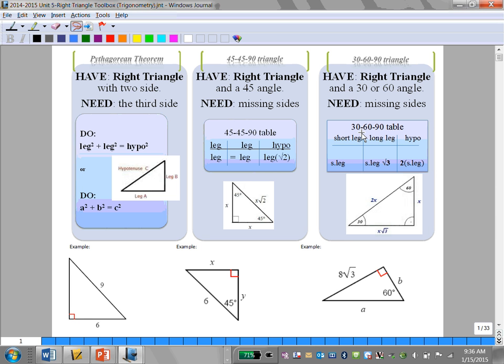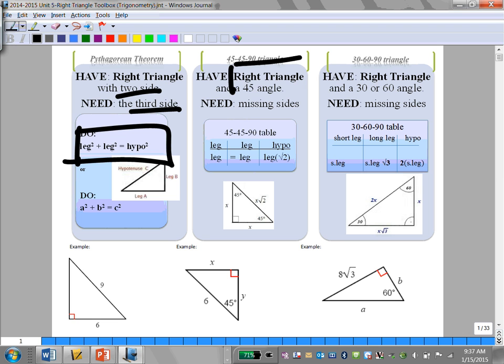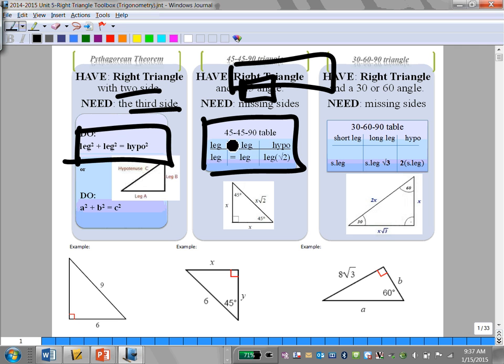All right, now let's look at what it gives you. It's your right triangle toolbox. Look here. The recipe is this. If we have two sides and we need a third side, what do we do? Read that out loud. Yes. If we have a right triangle with a 45-degree angle, what do we use? The 45, 45, 90 table.